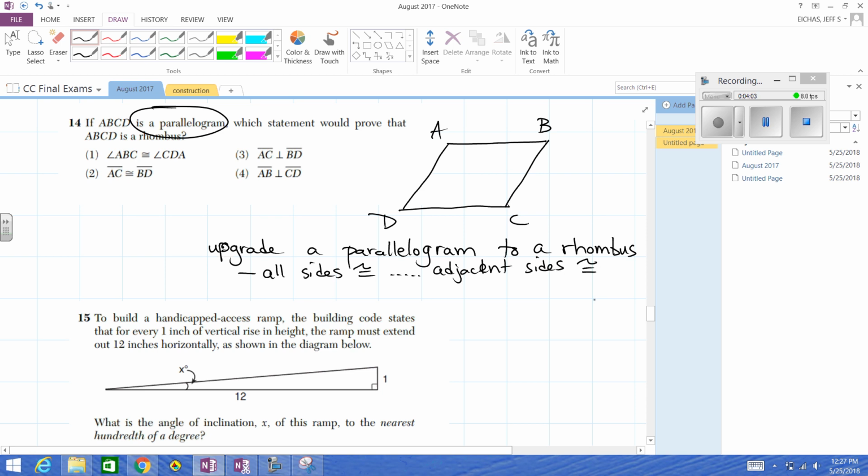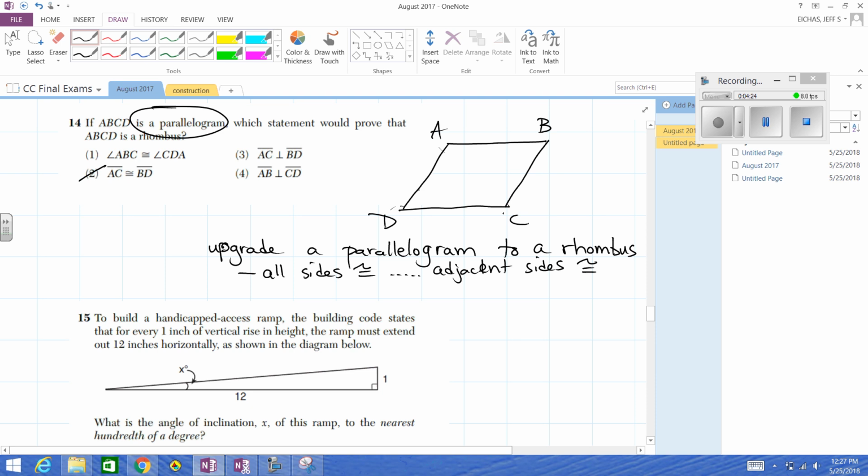Because if you have a parallelogram, opposite sides are already congruent. It would be a matter of getting the adjacent sides congruent. Just one pair. Let's see. AC, the same as BD, is not a pair of sides. It's a diagonal. So, yeah, that's not right. All right, so that's not what I was hoping for.